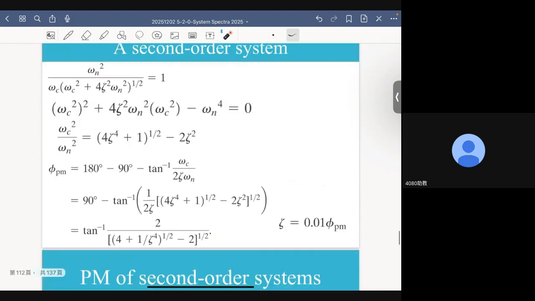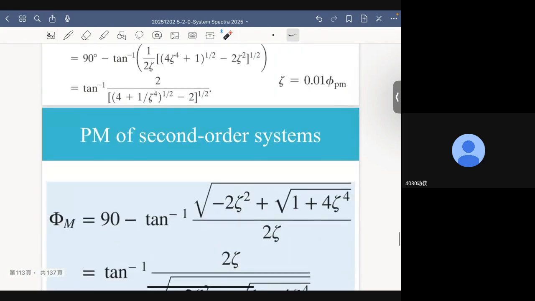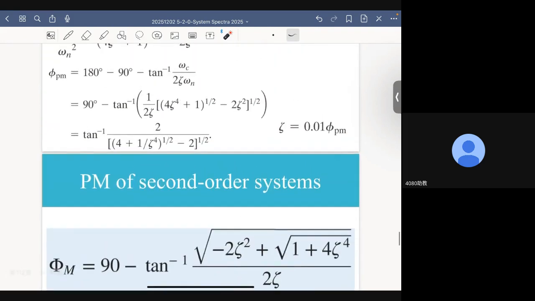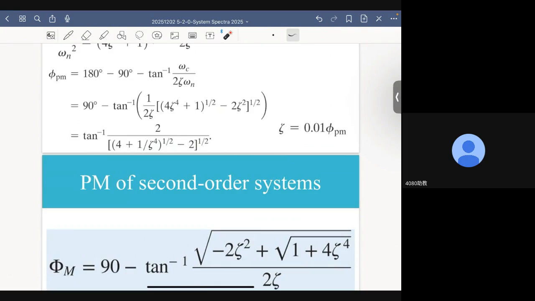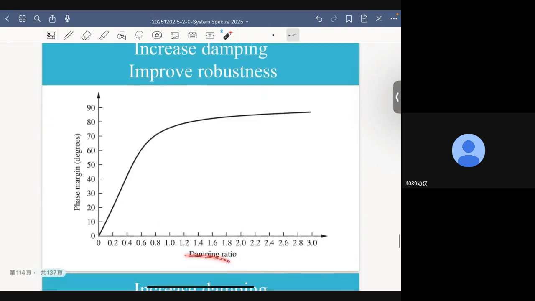Once I determine the gain crossover frequency, all I need to do in the next step is determine how far away the phase of my loop transfer function at that gain crossover frequency is. How far away is it from the minus 180 degrees? All right, so nothing fancy. It's all based on the fundamental definitions. All right, this is what I have.